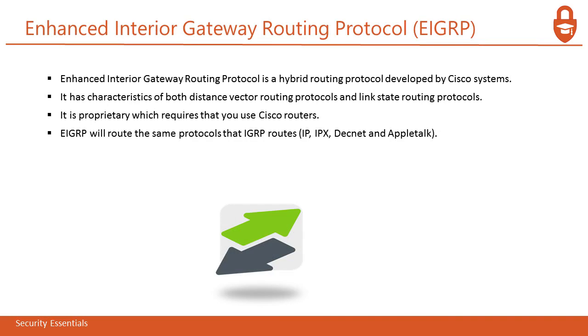Next is EIGRP, the Enhanced Interior Gateway Routing Protocol. EIGRP is a hybrid routing protocol developed by Cisco Systems. It has characteristics of both distance vector routing protocols and link state routing protocols. It is proprietary, which requires that you use Cisco routers. So this is only able to be used on Cisco routers. EIGRP will route the same protocols that IGRP routes, that's IP, IPX, DECnet, and AppleTalk.